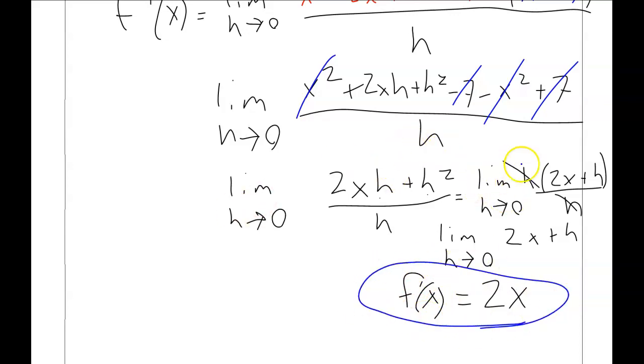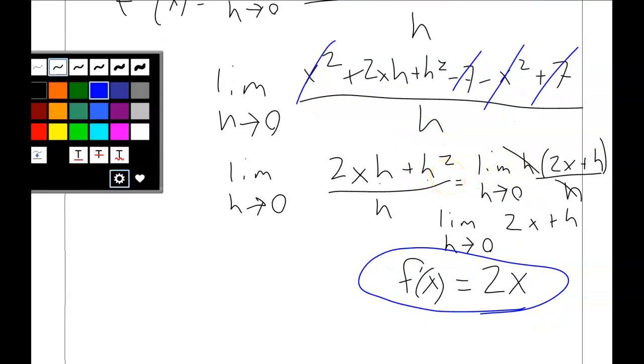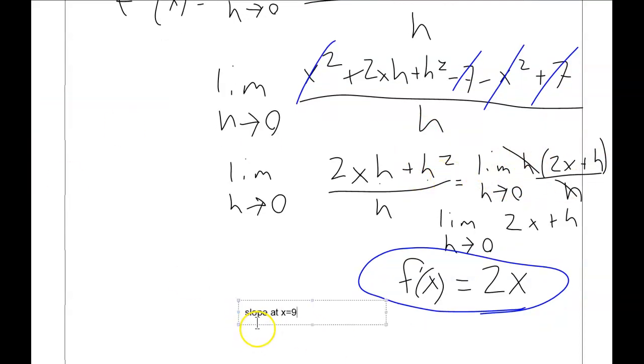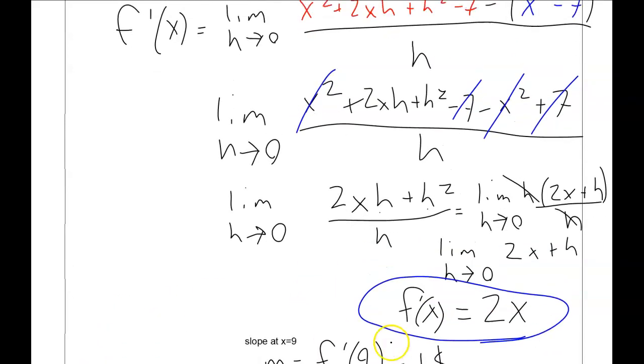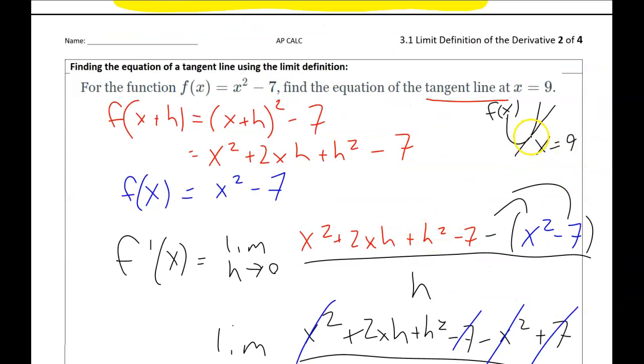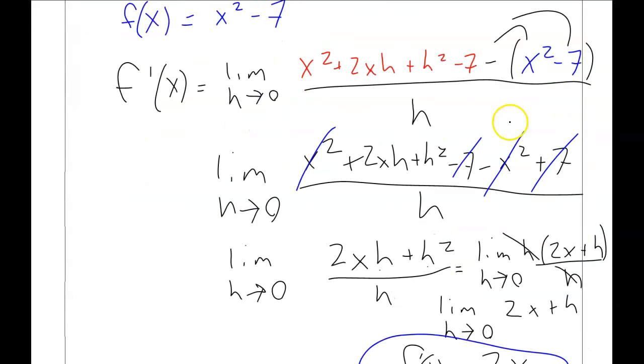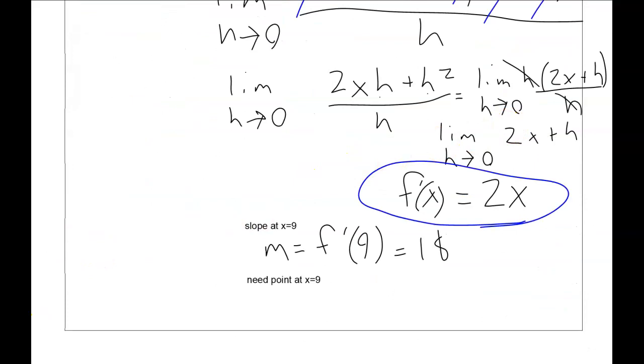Okay? Now, let's say I want now my slope at x equals 9. Well, slope would be equal to f prime of 9, which would be equal to, in this case, 18. Right? So that is my derivative at x equals 9. We need also that point, right? So to write the equation of a line, you need a slope and a point. Well, obviously that point's going to be 9 comma something. We need a y value. That y value is not going to be f prime of 9, but going to be just f of 9.